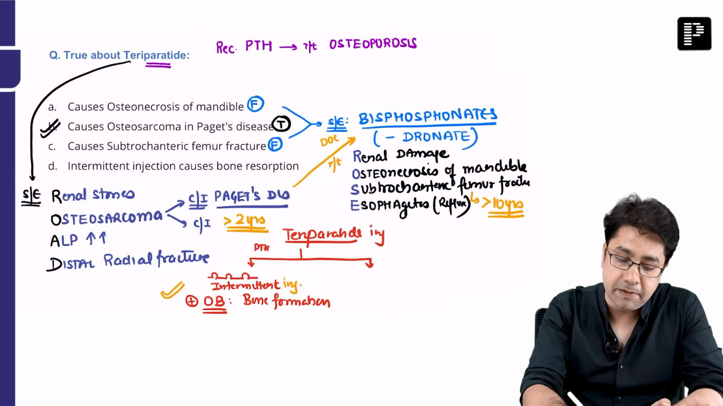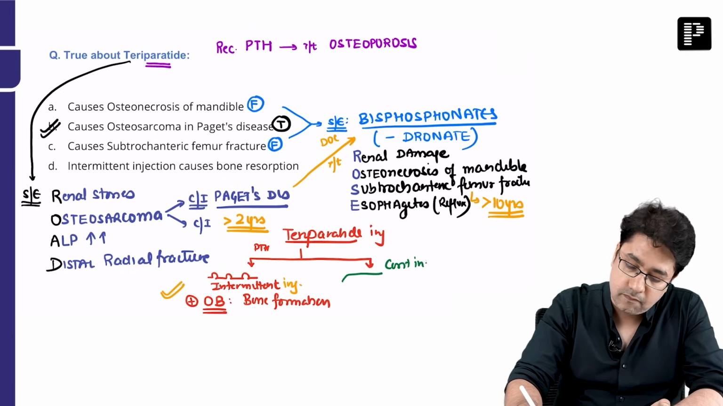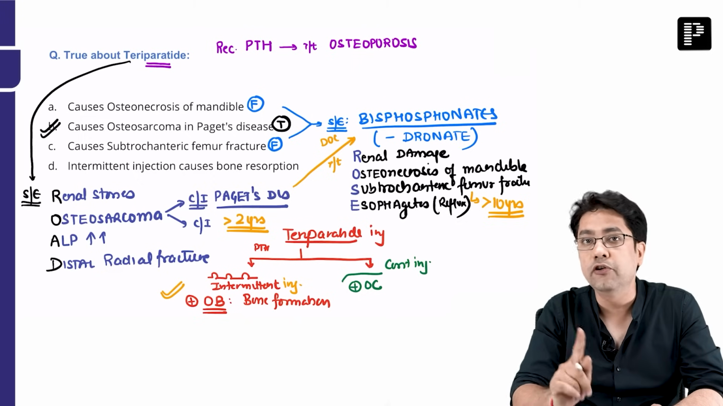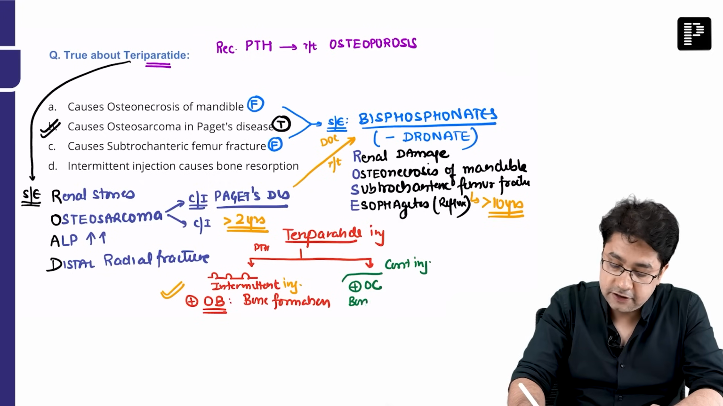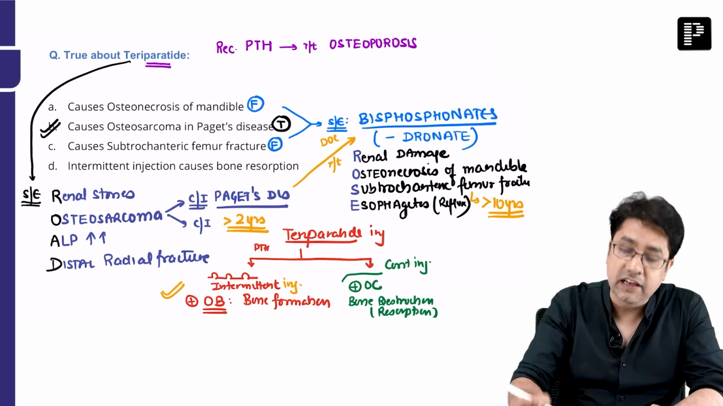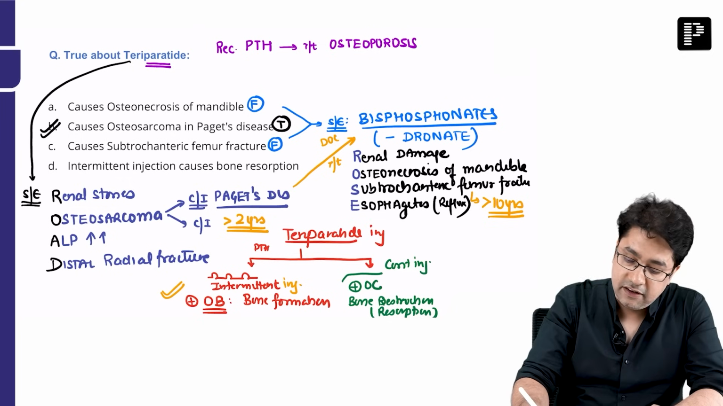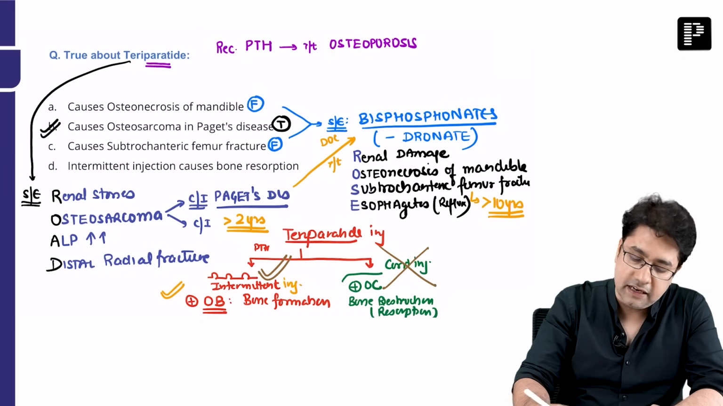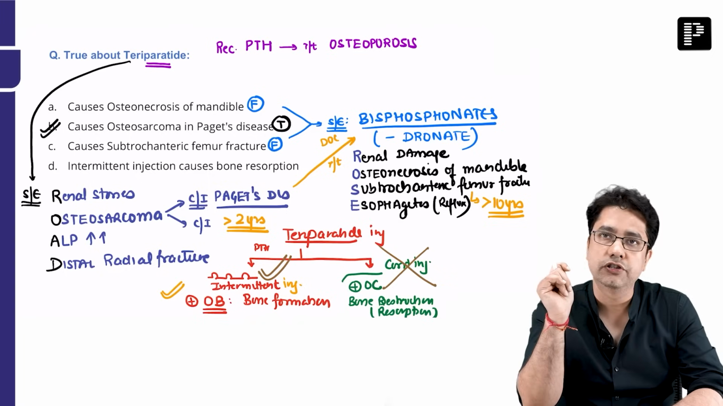But when this same parathyroid hormone is given by continuous injection, it rather stimulates osteoclasts. Now remember, if there is osteoclastic stimulation, osteoclasts will destroy bone. It will lead to bone destruction, which is also known as bone resorption. So can we say it will destroy bone and increase the risk of osteoporosis? Yes. That is why we never give continuous injections of teriparatide. We always give intermittent injection of teriparatide for the treatment of osteoporosis.